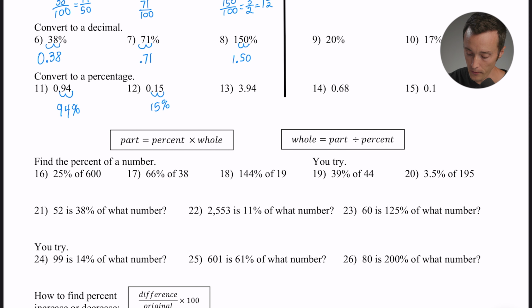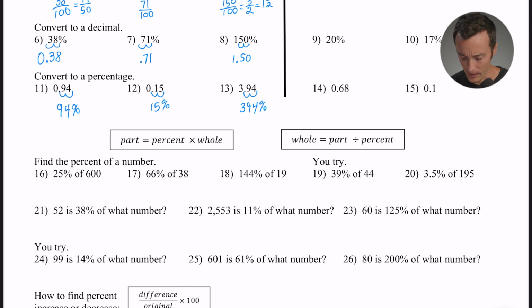And 3.94 turns into 394%. Okay, so if they give you a decimal and they want it as a percentage, just move the decimal point 2 places to the right, slap a percent sign on the end, and you're done. So with that in mind, go ahead and try numbers 14 and 15.